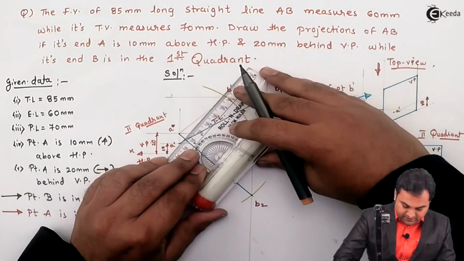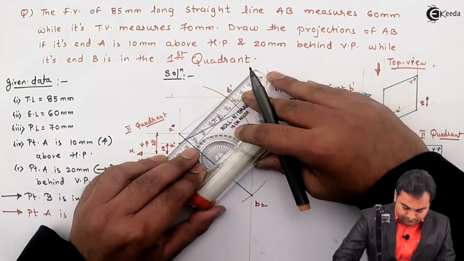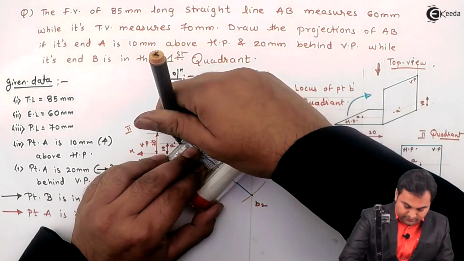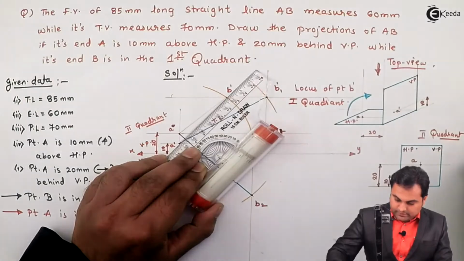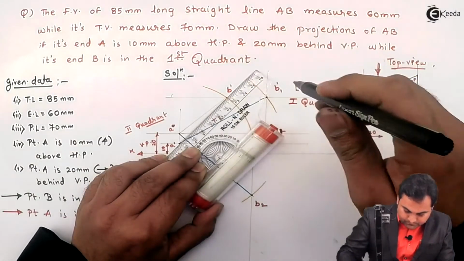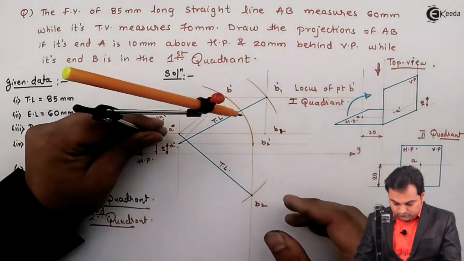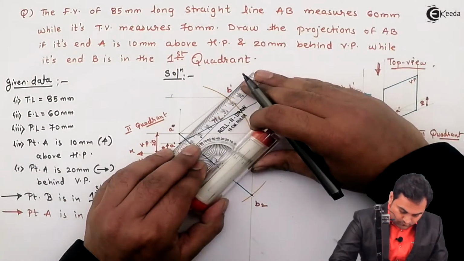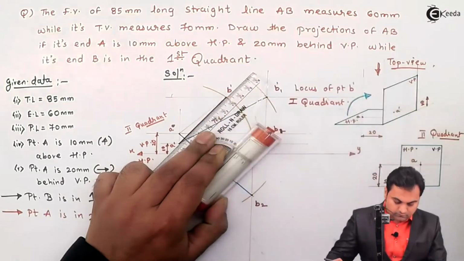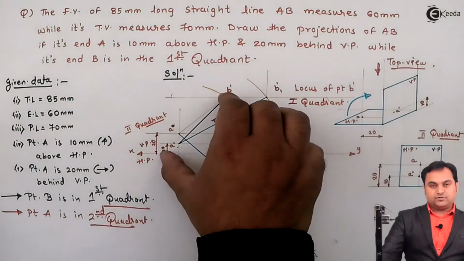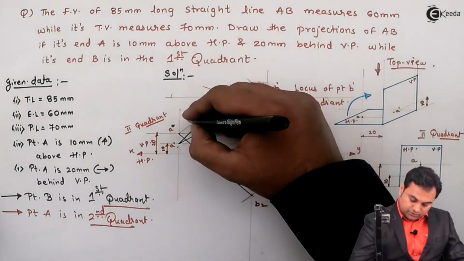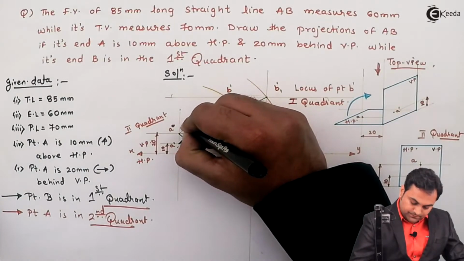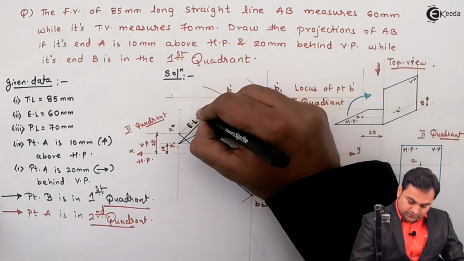That will be from A dash to B dash with the help of light line. Then I'll make it dark. Then this is the actual length of the line, which is called as the elevation length. It is equal to 60 mm.